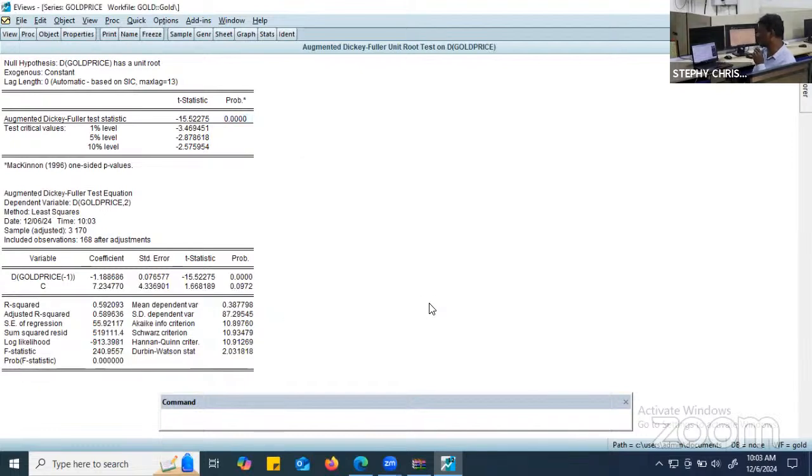Yeah, now you look at the result, the t-test and the probability value. So what is the inference now? Yeah, the data is stationary.